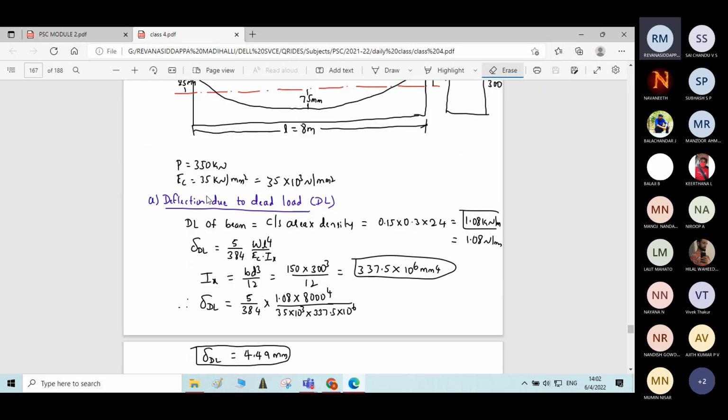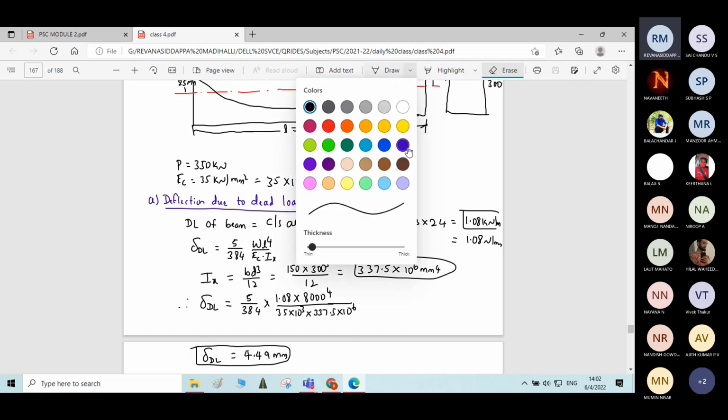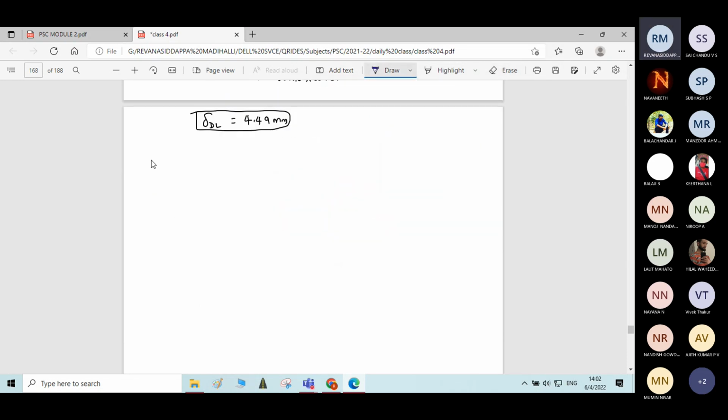Okay. Now we have estimated deflection due to dead load. Similarly, we will estimate deflection due to live load, delta LL.